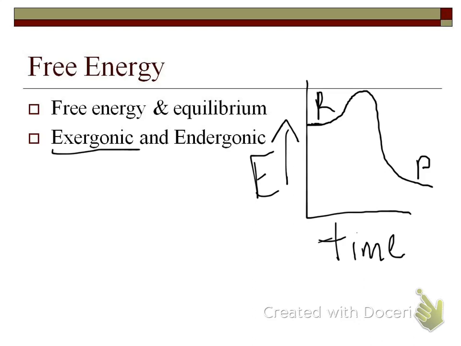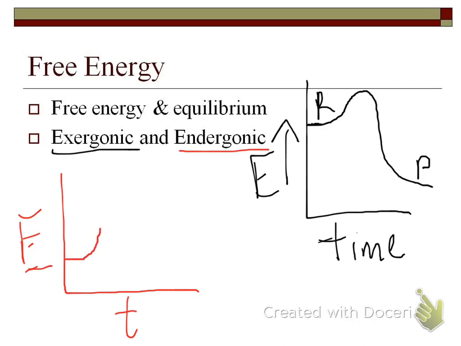Oh, that's an R. Okay, so reactants and products. But if we look at endergonic, it's going to look something like this. Again, we have energy, we have time. This time, the reaction is going to start down here, and it's going to go up. So again, this is the reactants, this is the products. The products have more energy than the reactants do, so it's known as endergonic, because the energy actually is going into the product.